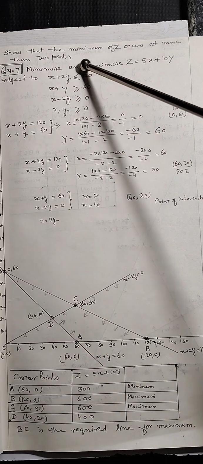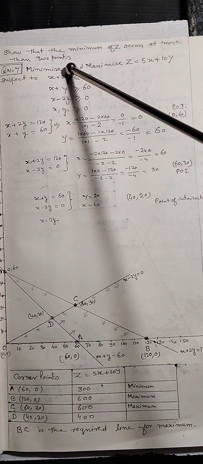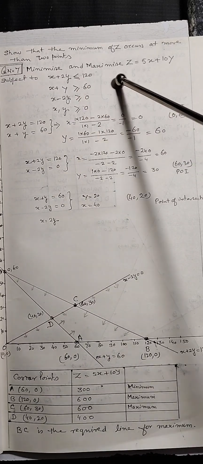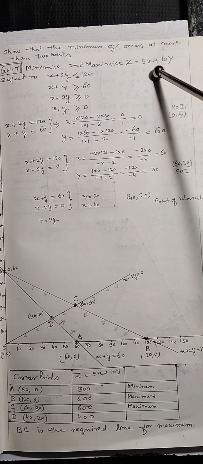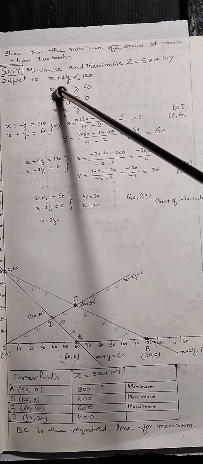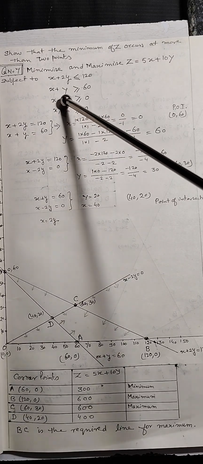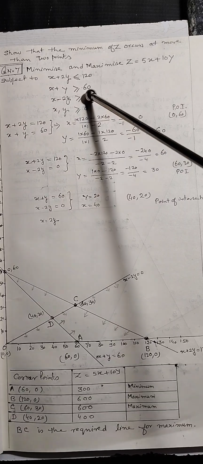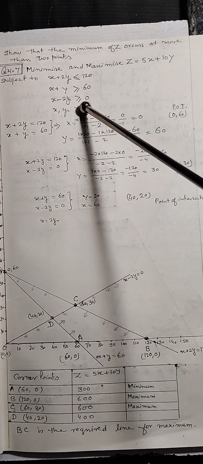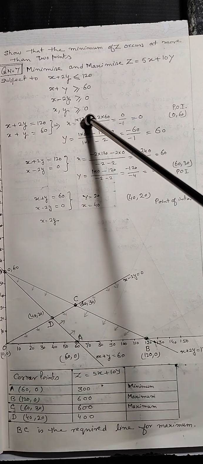Here, so that the minimum of Z occurs at more than 2 points. Question number 7: minimize and maximize Z, that is 5x plus 10y, subject to x plus 2y is less than or equal to 120, x plus y is greater than or equal to 60, x minus 2y is greater than or equal to 0, x and y are greater than or equal to 0.